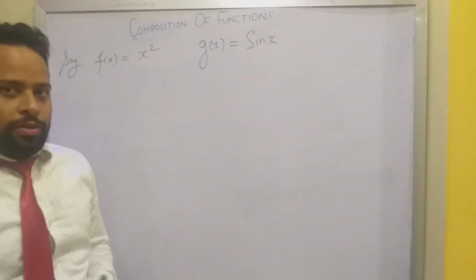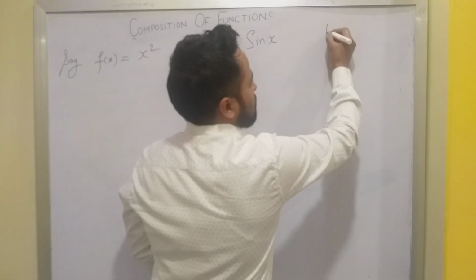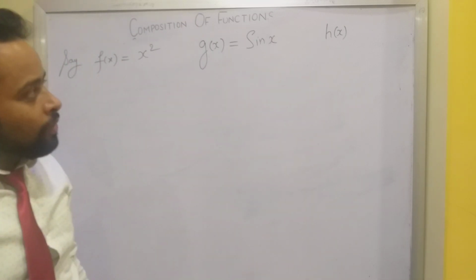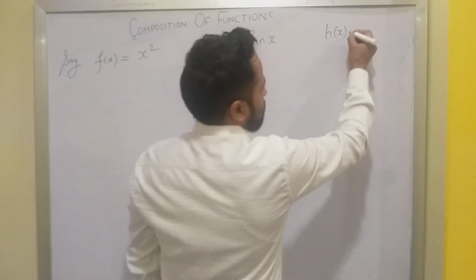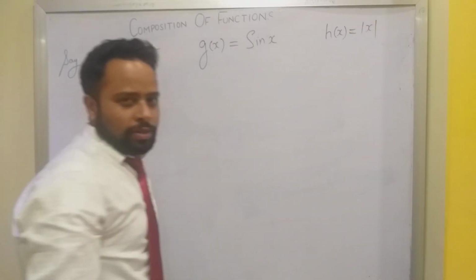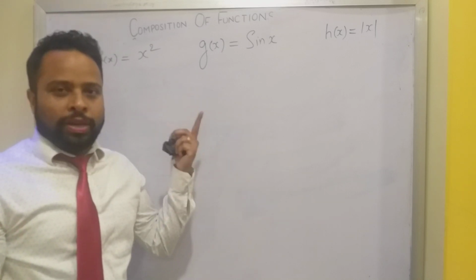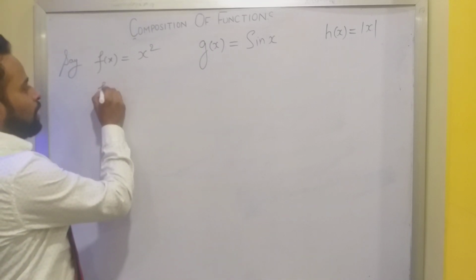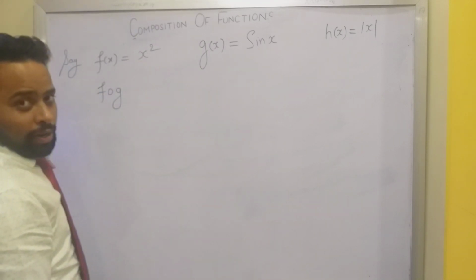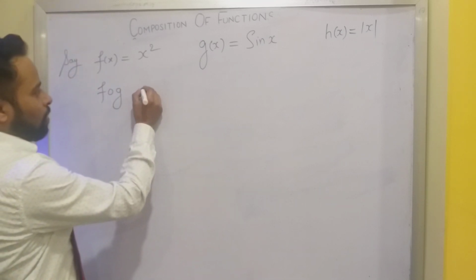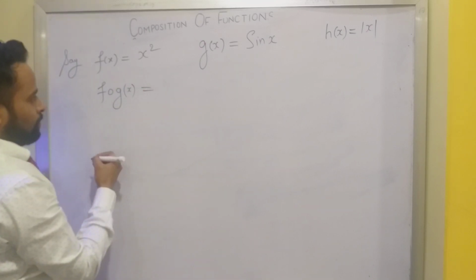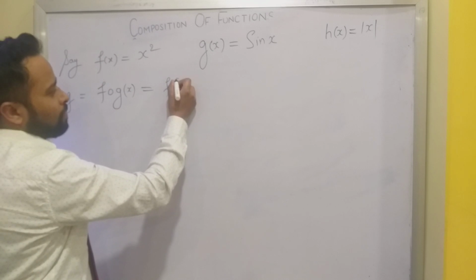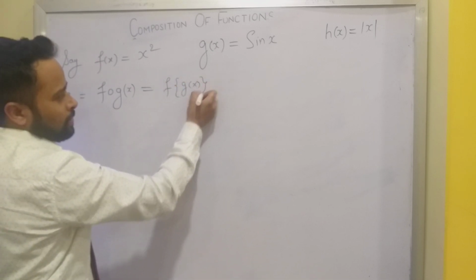Let us take one more function, and the function is h of x. I have taken a quadratic and a trigonometric function. Now I want to take a modulus function, mod x. Now see, I want to find fog. If I want to find fog, then I need to write fog of x, which is equal to f of g of x. You can write it like this.